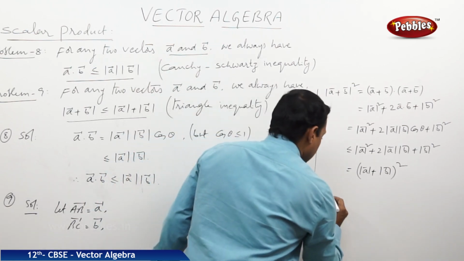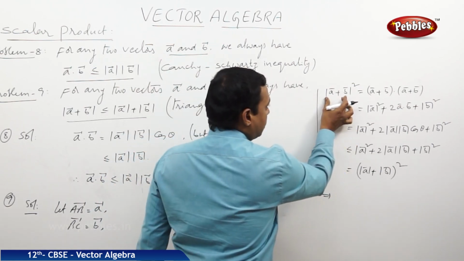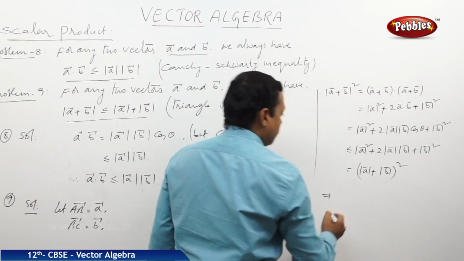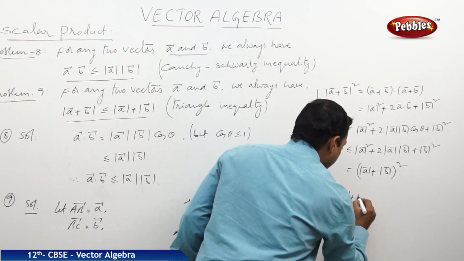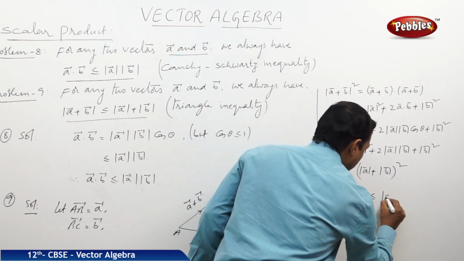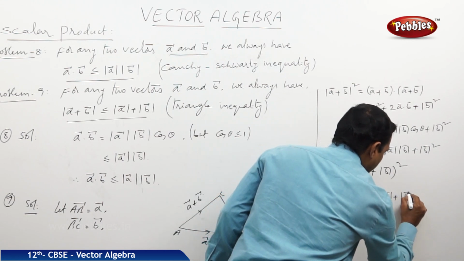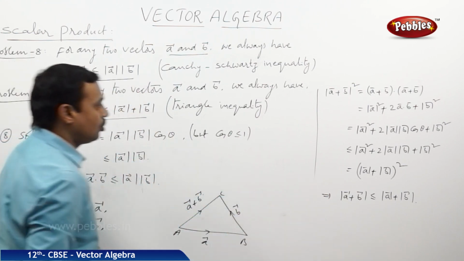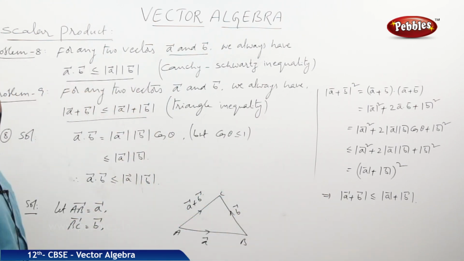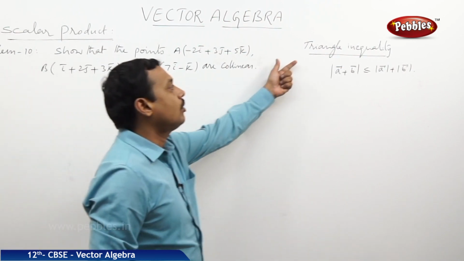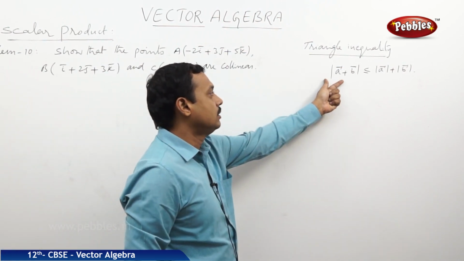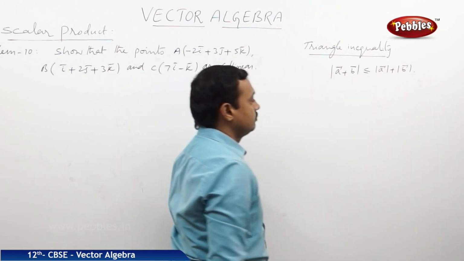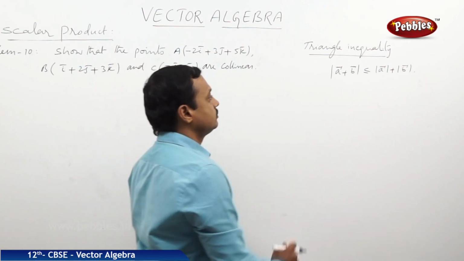So, finally, this implies that modulus of a plus b whole square is less than or equal to mod a plus mod b whole square. This implies that modulus of a plus b is less than or equal to mod a plus mod b. Hence, the second inequality also holds, known as the triangle inequality. We have the triangle inequality as mod a plus b less than or equal to mod a plus mod b. So, just now we proved that.